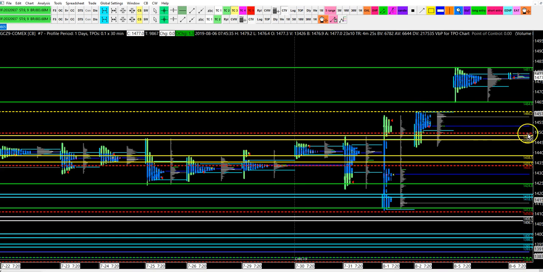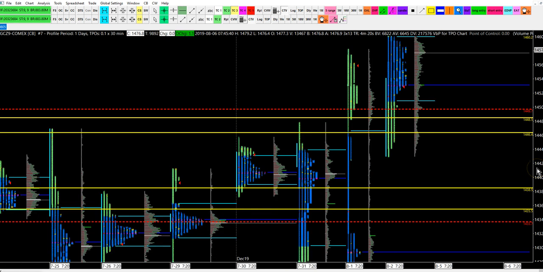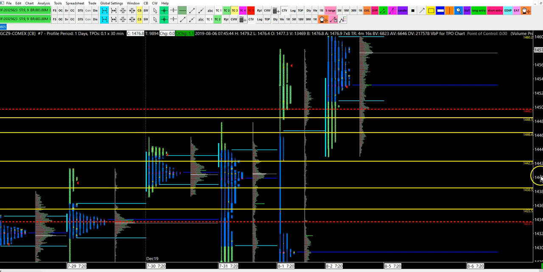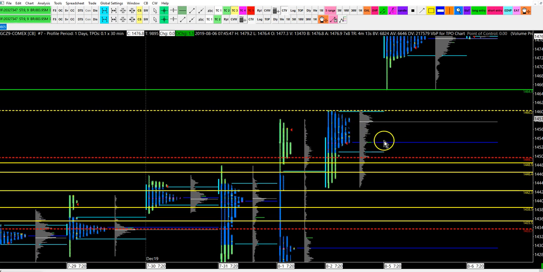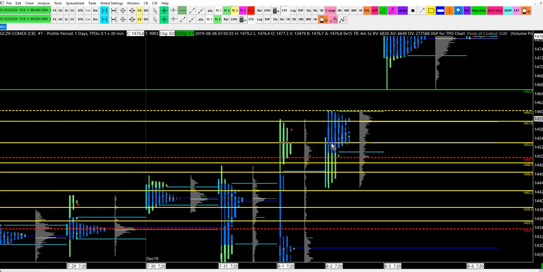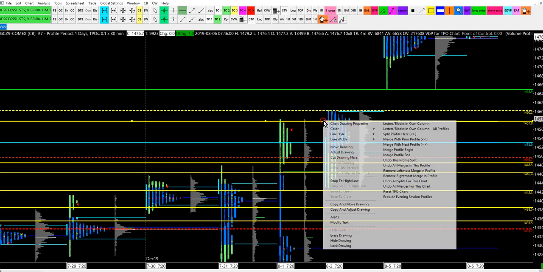You'll notice this profile when we spread it out is really fat and ugly, so we're going to make a couple of adjustments here. See how the points of control are spread out in this whole area? I just don't like trading in there at all. I marked that area in light blue. That can be really easily traded through, and for me, it's just kind of a no-go zone.